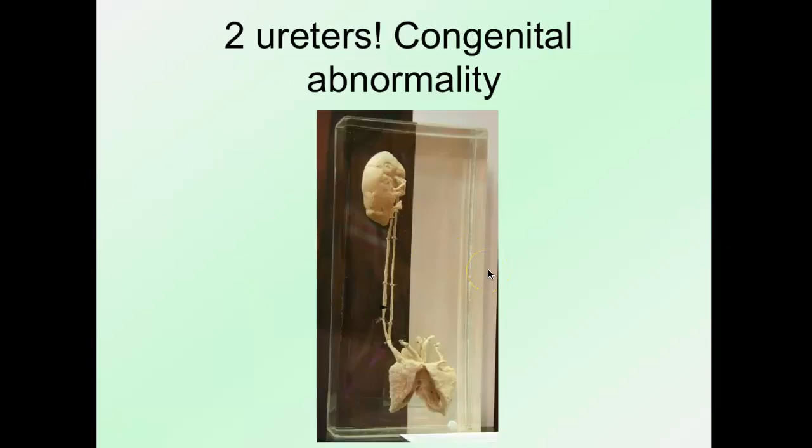All right, moving on to the ureters. So the ureters are pretty simple. They're just going to be tubes that are taking the urine that's created in the kidney into the bladder. This is a really interesting congenital abnormality. There's 2 ureters coming out of this kidney. There should only be 1.